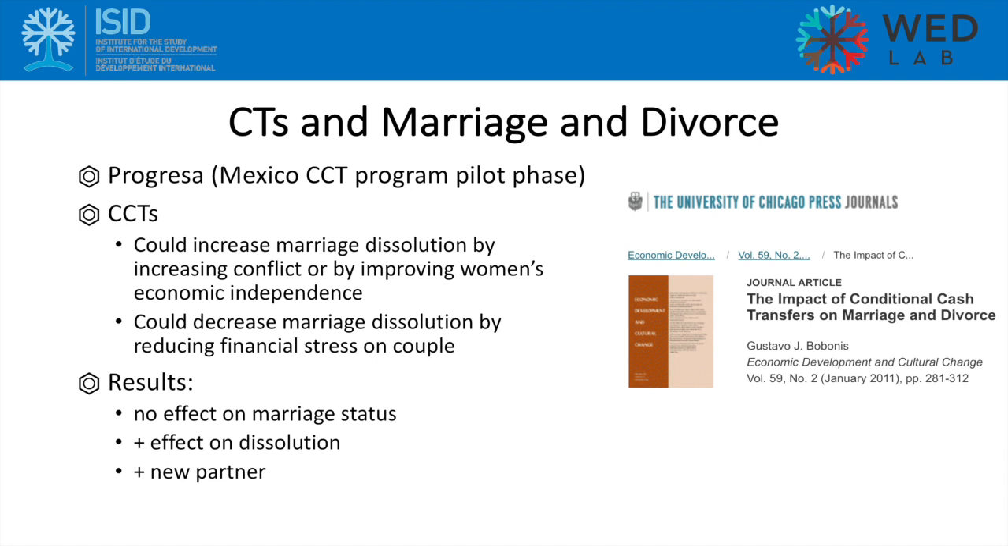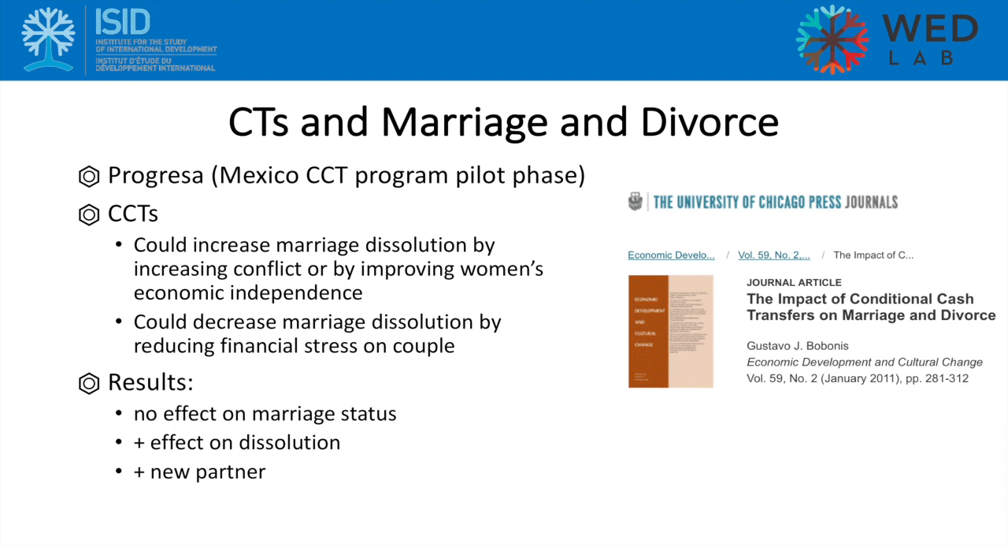To my knowledge, at least quantitatively, this is the first very rigorous study of the impact that cash transfers have had on what's happening within the marriage, right? Theoretically, it could work in two ways. The cash transfer could increase marriage dissolution, leading to increases in divorce, by increasing conflict. Maybe the relationship didn't have conflict before, and now that there's this change in bargaining power within the household, there's conflict, and the marriage can't survive. So that's one possibility.